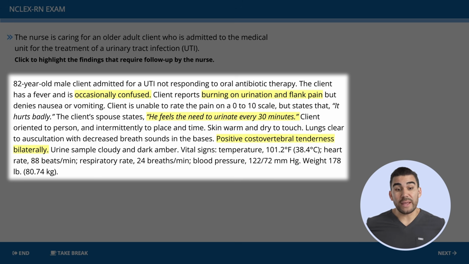Fancy words for flank pain along the sides of the body. So this is possible pyelonephritis, where the kidneys are located. And the last big one here is a temperature of 101.2 degrees Fahrenheit, or 38.4 Celsius. Now this is a positive sign of infection and potential sepsis, which requires intervention.